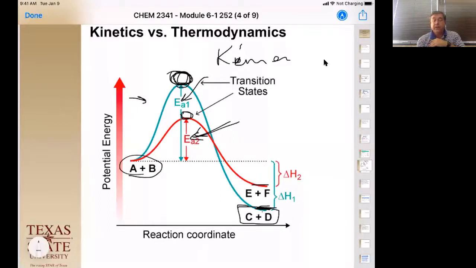Okay, so just looking at your curves and looking at the height of the activation energy and the amount of heat given off, you can see whether it's thermodynamically controlled or kinetically controlled. Okay, does that make sense? I like that it's all visual. You don't have to remember pluses and minuses and greater than 0 and not 0. Look at the reaction diagram. It tells you all of that information.